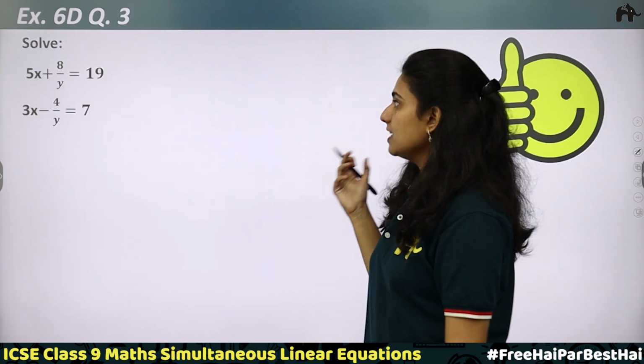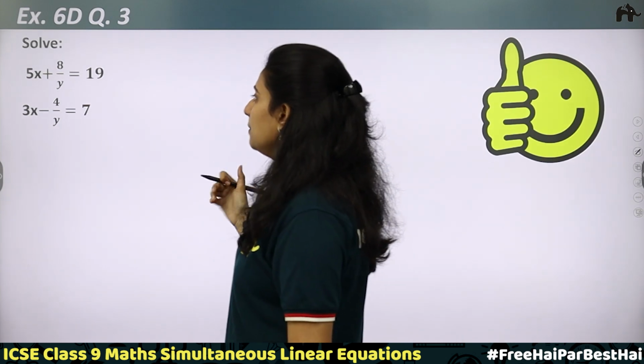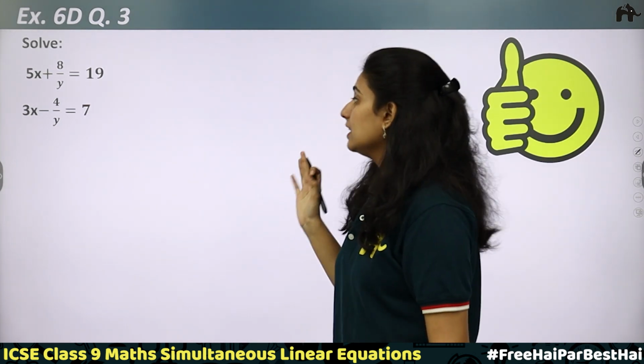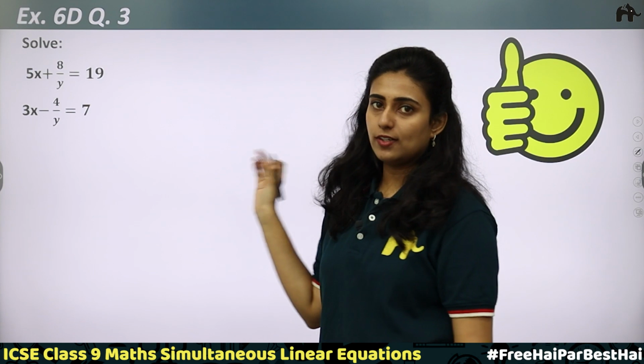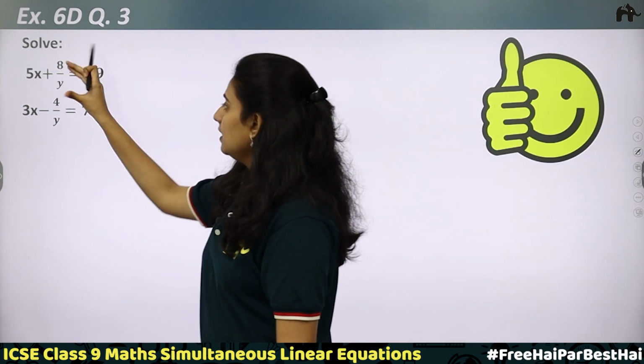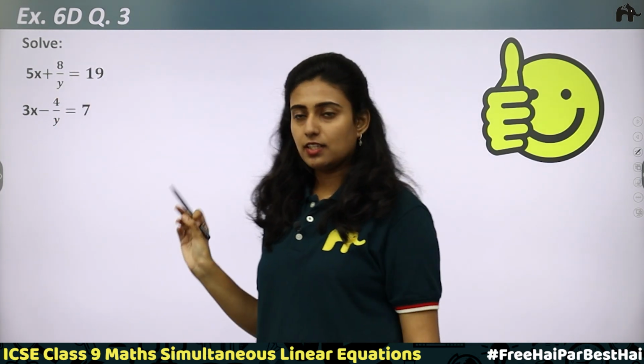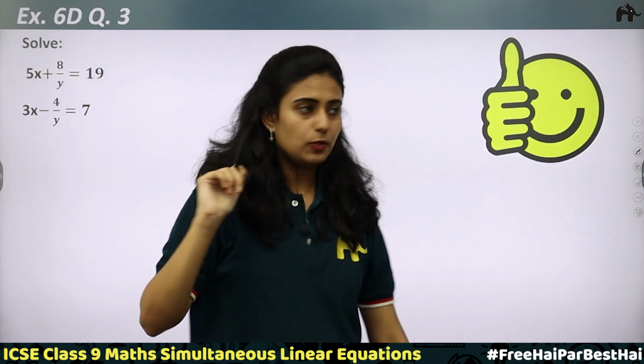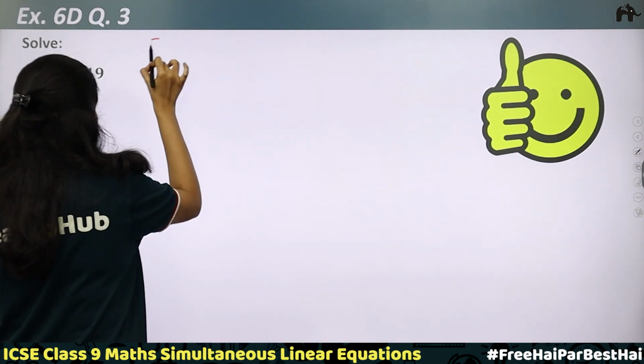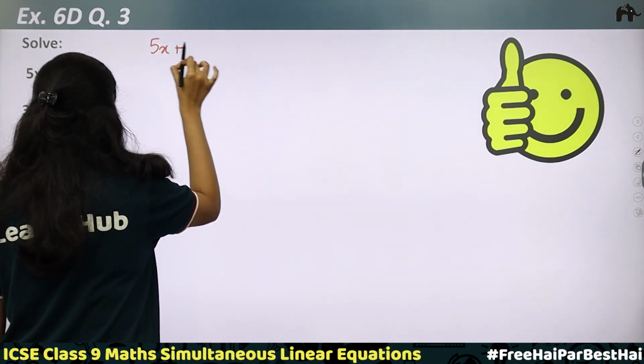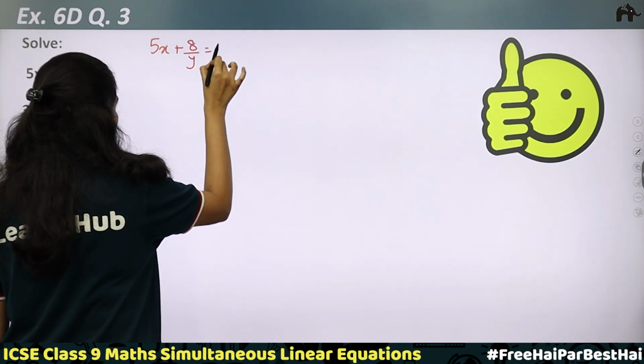Question 3 of exercise 6D. Solve 5x plus 8 by y is equal to 19. 3x minus 4 by y is equal to 7. Only the y containing term has the variable in the denominator. So we'll just change this one only. Okay. So here we have 5x plus 8 by y is equal to 19.